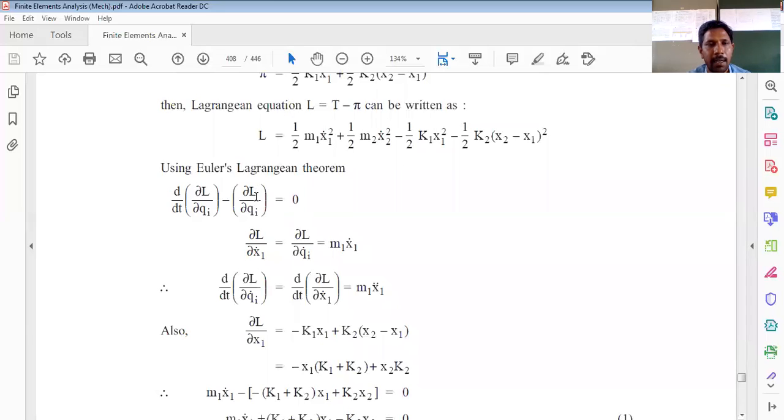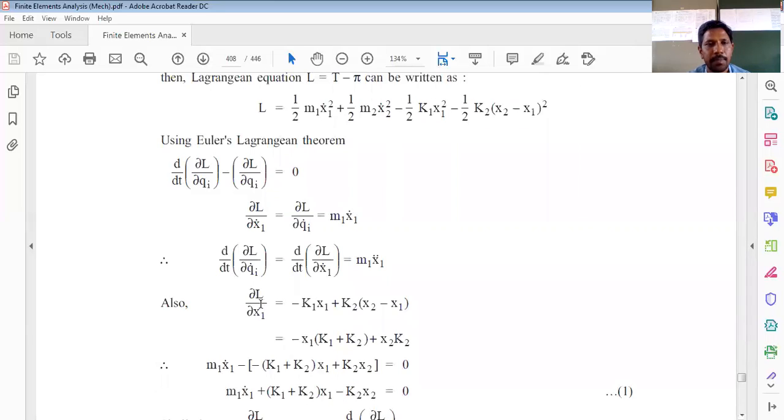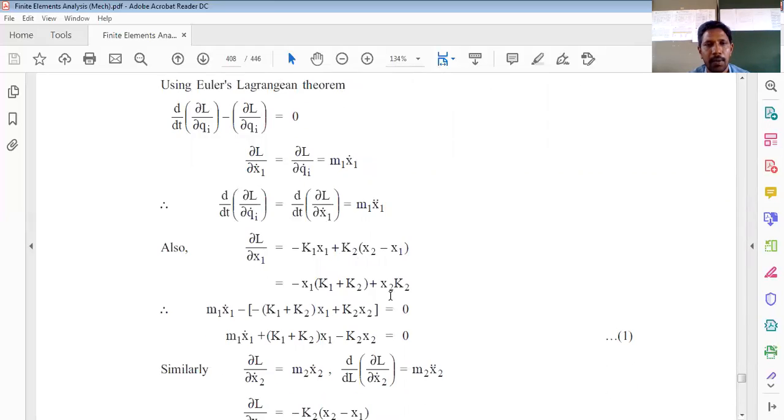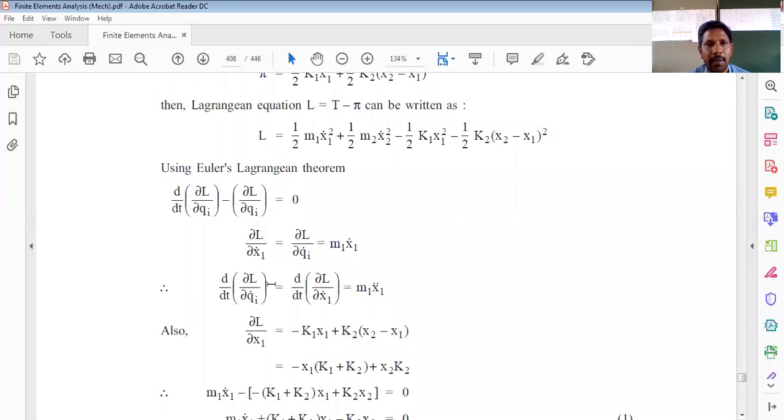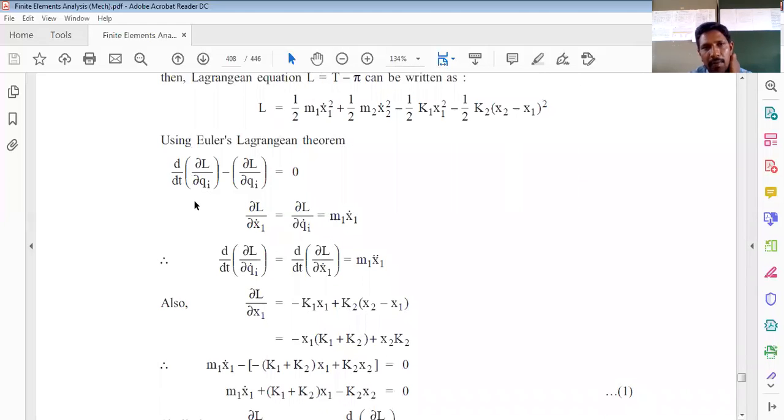Further, we need dou L by dou Qi, that is the derivative of L with respect to the x1 term, which appears here and also in k2. So the partial derivative will be k1 x1 minus k2 x2 minus x1. So in the equation d by dt of dou L by dou Qi dot minus dou L by dou Qi, it is Qi dot actually. There is a slight correction here, and the whole thing equals 0.